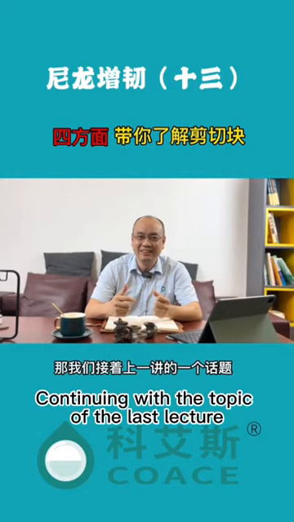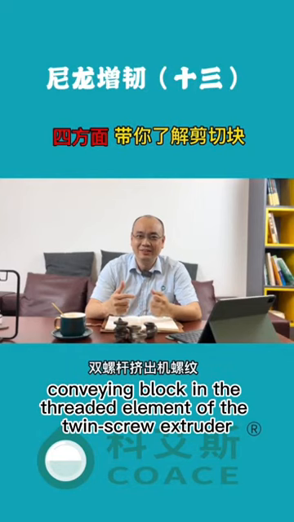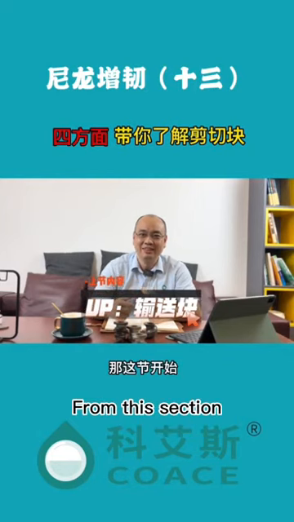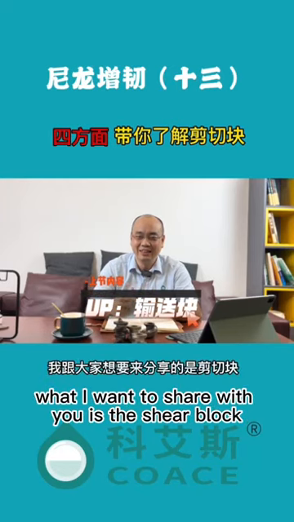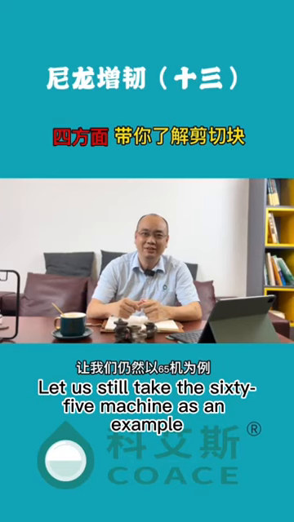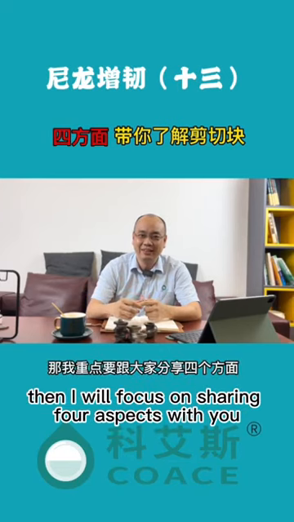Continuing with the topic of the last lecture, conveying block in the threaded element of the twin screw extruder. From this section, what I want to share with you is the shear block. Let us still take the 65 machine as an example. Then I will focus on sharing 4 aspects with you.